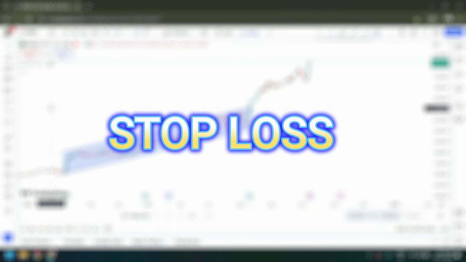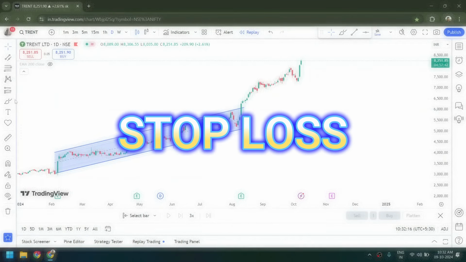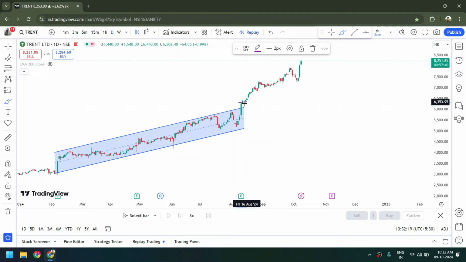Right, so let's discuss the stop loss. Initially, at this level, we can keep the stop loss at the immediate swing low, at this level, or we can also keep the stop loss at the channel line. So this is the channel line, and we can keep the stop loss here.